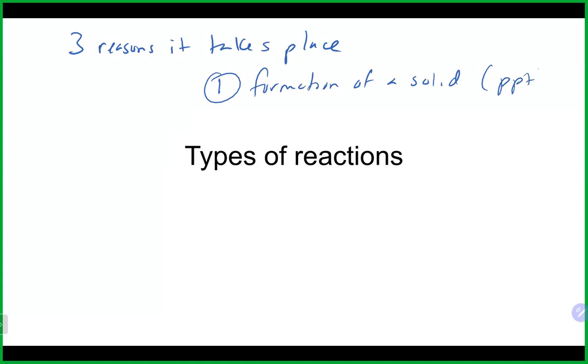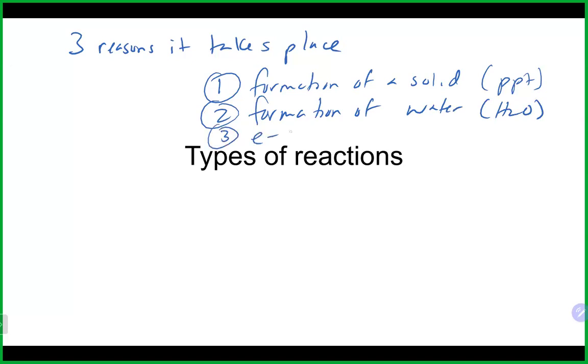that's sometimes referred to as a precipitate, abbreviated PPT for precipitate. The second reason is the formation of water, H2O. And the third reason why a reaction takes place is an electron being transferred. So pretty much every equation or reaction that you see, one of those 3 things is occurring. That's really what is happening to make that reaction occur. Either you made a solid, you made water, or some electrons were transferred in the process.